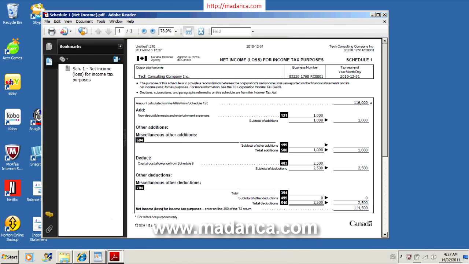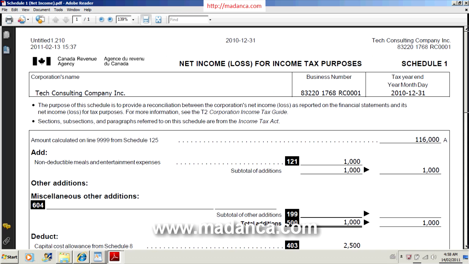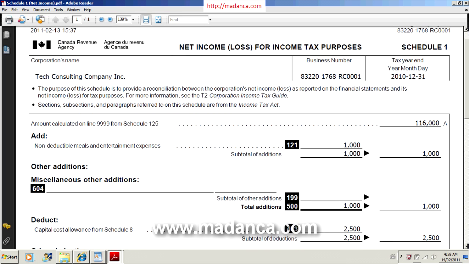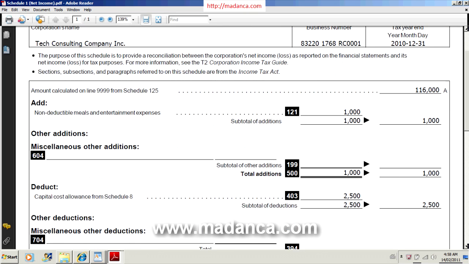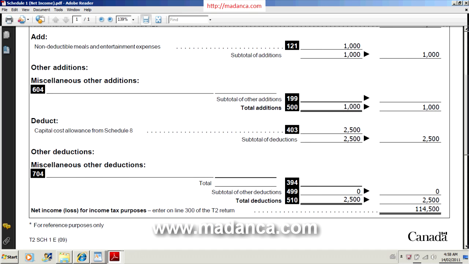Schedule 1, the calculation of net income for tax purposes, which we're now looking at, is the heart of the tax return. On Schedule 1, we can see that our accounting income is $116,000 coming from our income statement and Schedule 125. Meals and entertainment, half of which are non-deductible, are added back, $1,000 of the $2,000. Capital cost allowance of $2,500, representing the wear and tear on the assets, is deducted. After the add-backs and deductions, our net income for tax purposes is $114,500.